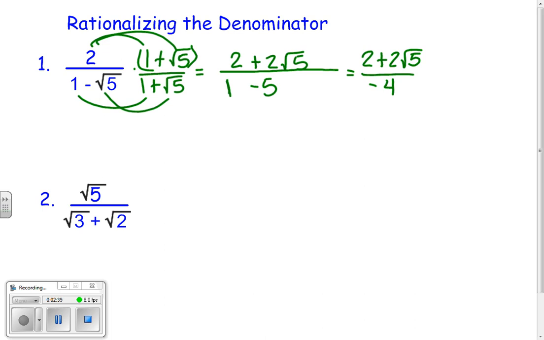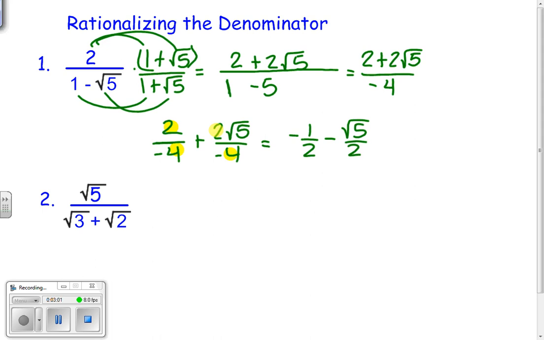In order to help us reduce, we're going to take that -4 on the bottom and give it to everybody up top. So we have 2 over -4 plus a 2√5 over -4. What ends up happening is that some of these things reduce. And when you reduce, you're left with a -1/2 minus a √5 over 2. Because technically speaking, there's a 1 in front of that. You don't have to write it. In fact, most people wouldn't.